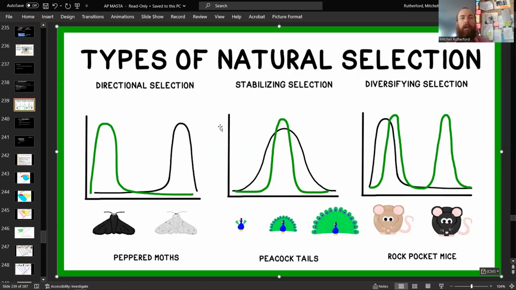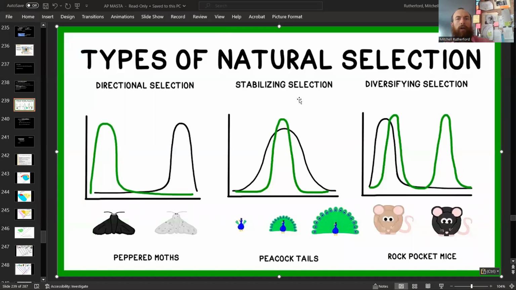Okay. Let me just triple check that everybody can see this stuff. Okay. So your natural selection, there it is, great.